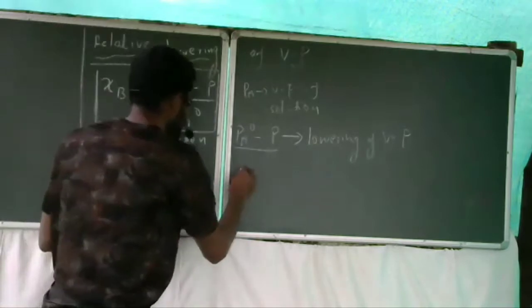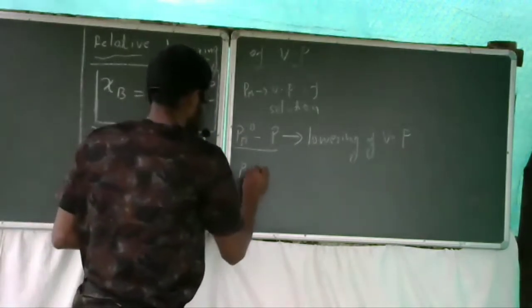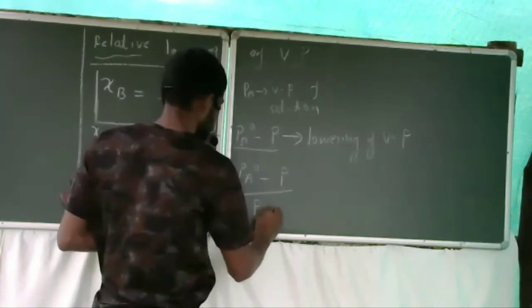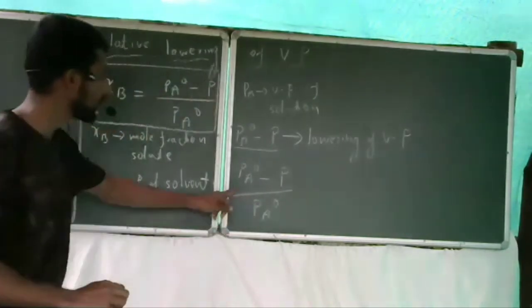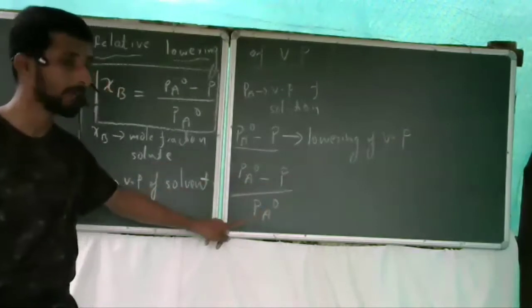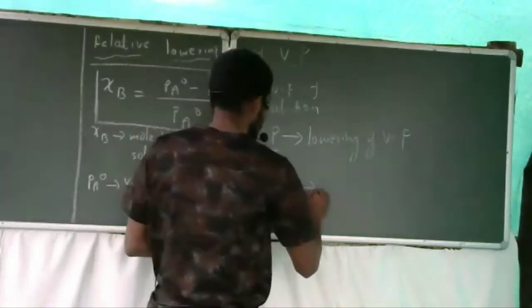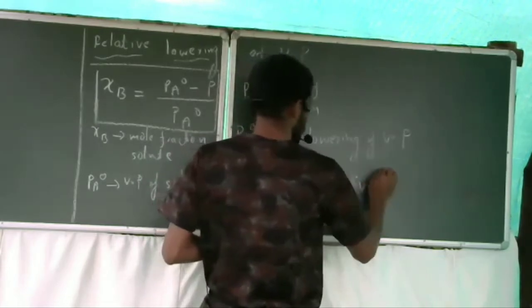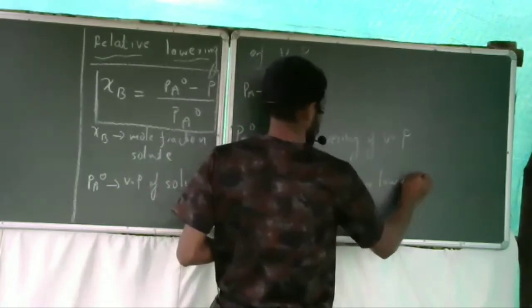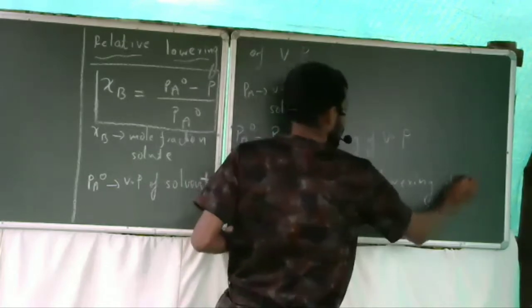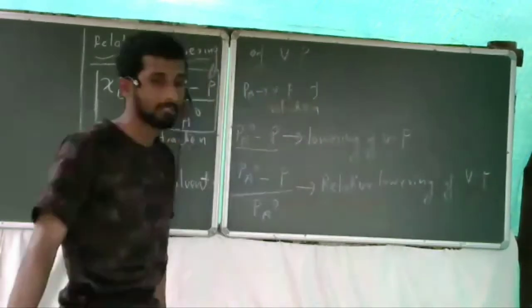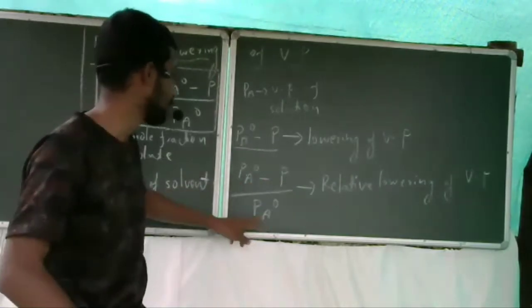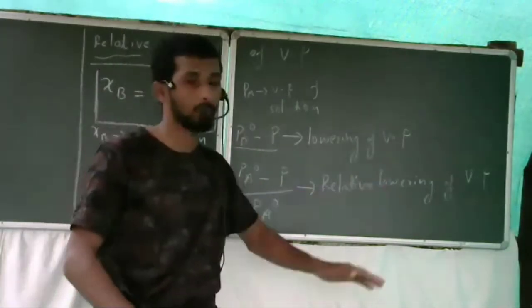Next, the whole term, Pa naught minus P divided by Pa naught, is called relative lowering of vapor pressure. That whole term is called relative lowering of vapor pressure.